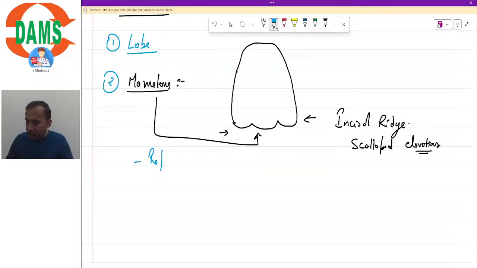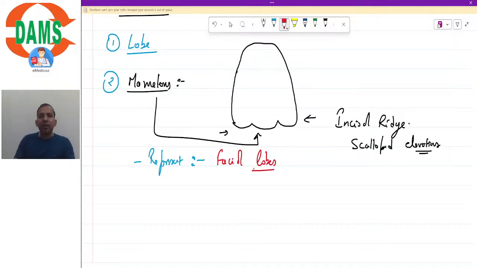These represent the facial lobes. So 3 lobes make up the facial surface of these incisors, and that's why we have 3 mamelons. The 4th lobe will make the lingual surface, or you can say the cingulum. So the cingulum is made up of just 1 lobe, whereas the facial or labial surface is made up of 3 lobes.